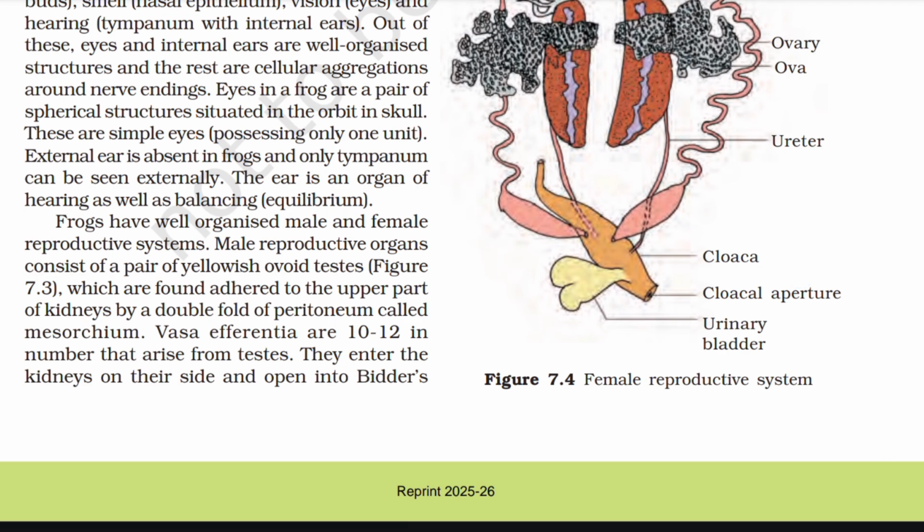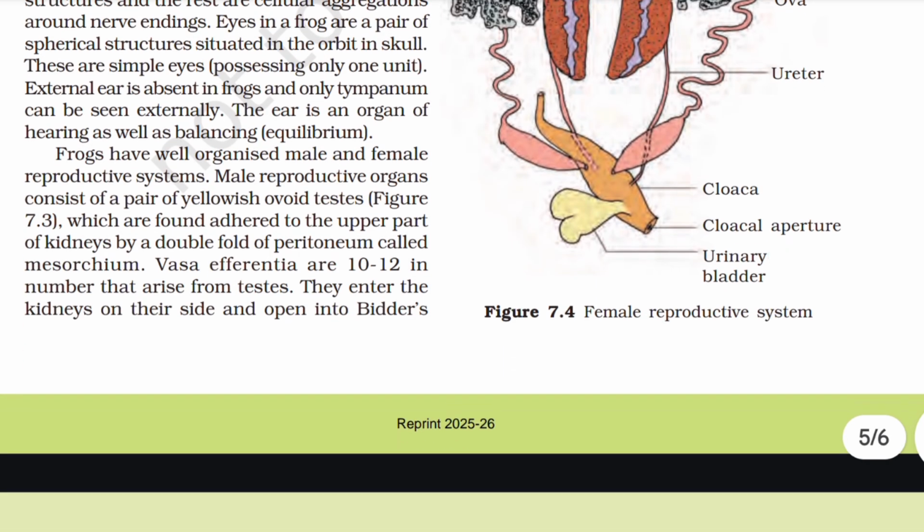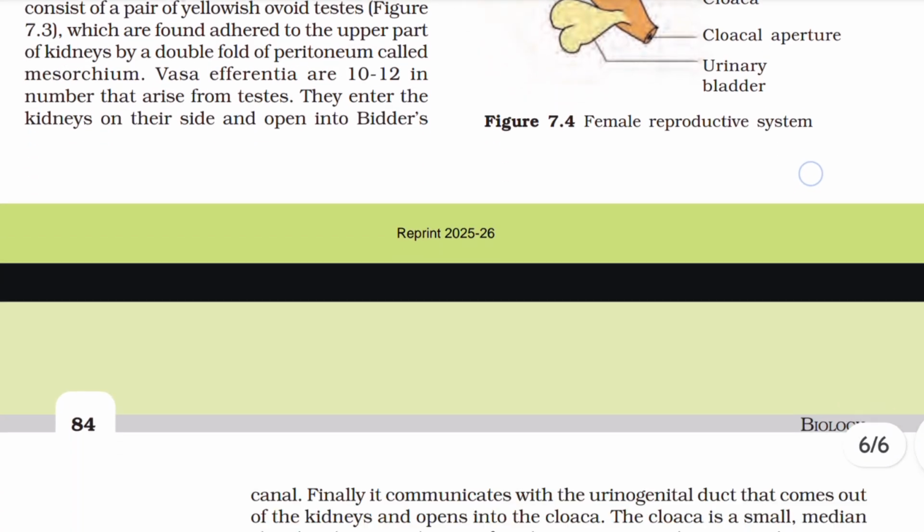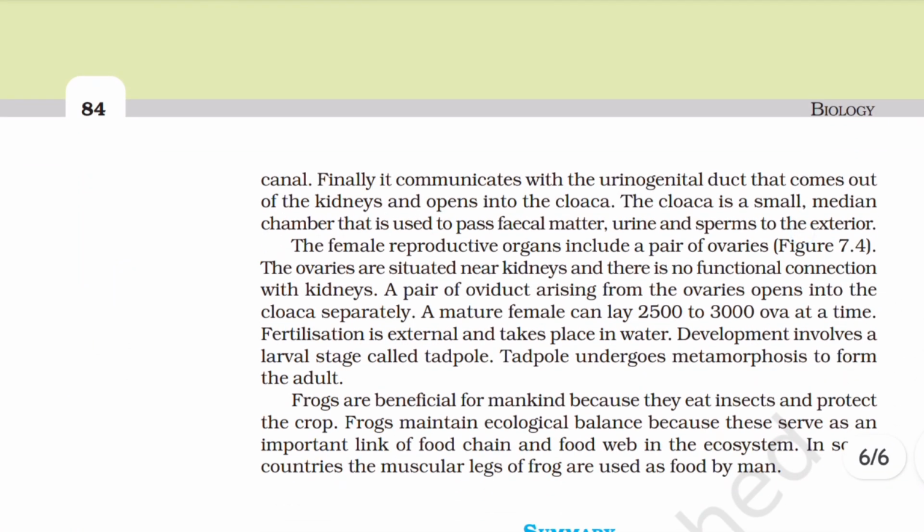Male reproductive organs consist of a pair of yellowish ovoid testes, which are found adhered to the upper part of kidneys by a double fold of peritoneum called mesorchium. Vasa efferentia are 10 to 12 in number that arise from testes. They enter the kidneys on their side and open into Bidder's canal. Finally, it communicates with the urinogenital duct that comes out of the kidneys and opens into the cloaca. The cloaca is a small median chamber that is used to pass fecal matter, urine, and sperms to the exterior.